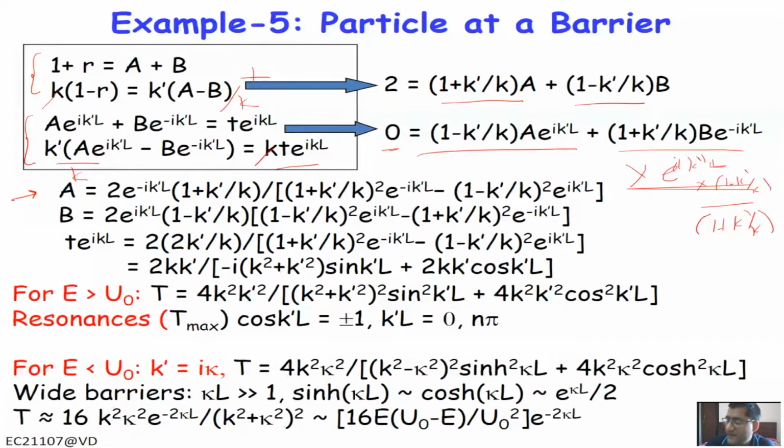Please take 2 minutes to do it. You have to multiply the second equation by e to the power iota kl times 1 minus k prime by k divided by 1 plus k prime by k. Then you should get this equation: a equals 2 times e to the power minus iota k prime l times 1 plus k prime by k divided by 1 plus k prime by k square e to the power minus iota kl minus 1 minus k prime by k square e to the power iota k prime l.